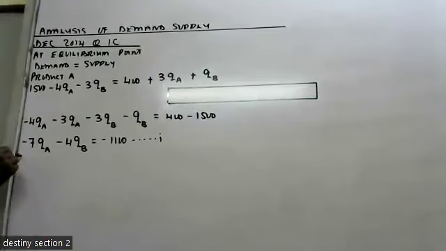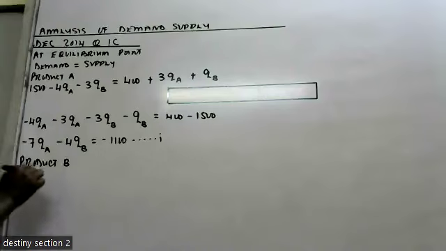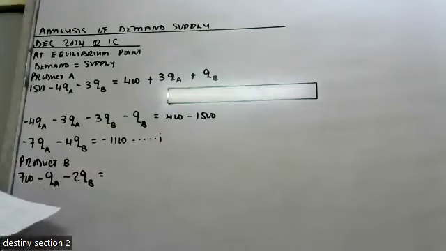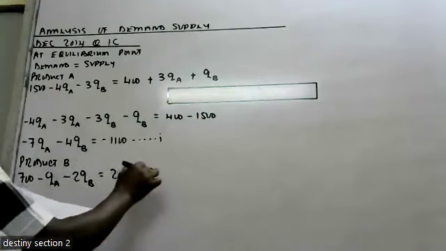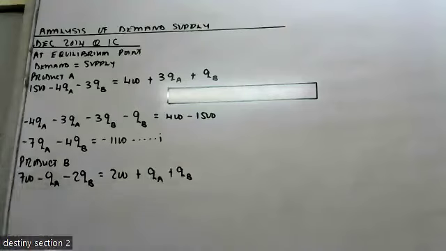Then we come and do the same thing with product B. Now, product B, we are told 700 minus QA minus 2QB should be equal to 200 plus QA plus QB.